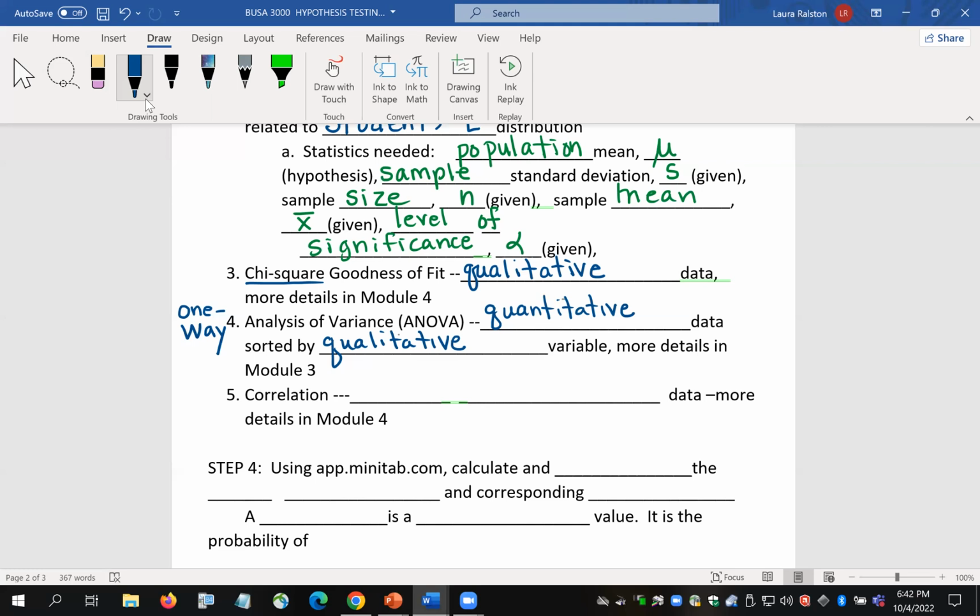And then the last one that's listed here is called correlation. Correlation gets us into considering more than one variable at a time. Correlation lets us look at 2 variables, so it's called bivariate, bi meaning 2, and they're both quantitative. So correlation deals with bivariate quantitative data. And again, we will revisit that topic in Module 4.